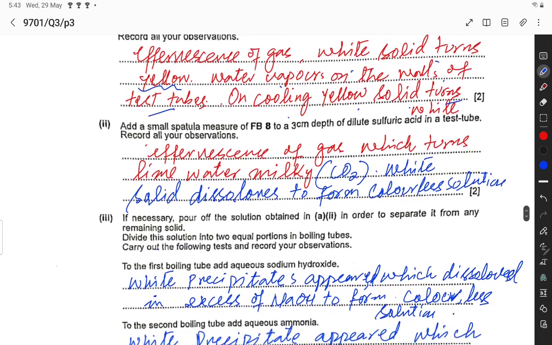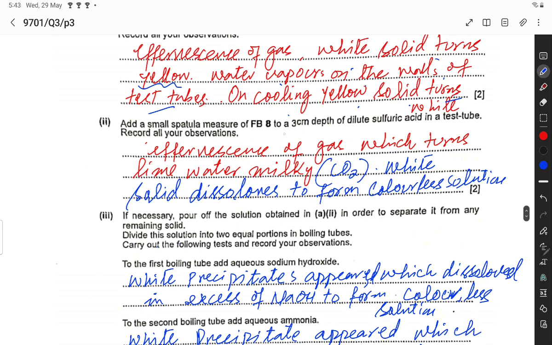Add a small spatula measure of FB8 to 3 cm depth of dilute sulfuric acid in a test tube. Record all your observations: effervescence of gas which turns lime water milky. That means carbon dioxide is present, and if carbon dioxide is present, FB8 contains carbonate ion. The white solid dissolves to form a colorless solution.